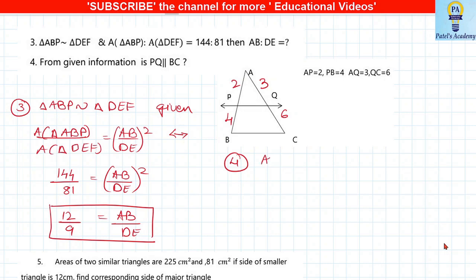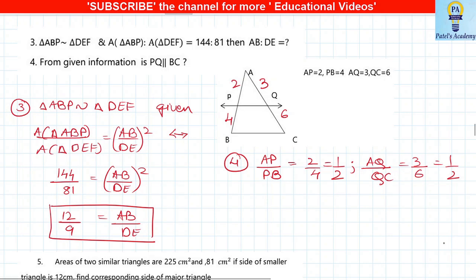Now AP upon PB, don't write equal to AQ upon QC. This statement will be marked wrong because these two ratios are not yet known to be equal. We have to check whether the ratios are equal. So see what I'm doing. AP upon PB equals 2 upon 4. I reduce, I get 1 upon 2. Now I'm doing separately AQ upon QC, that is 3 upon 6. When I reduce, I get 1 upon 2.